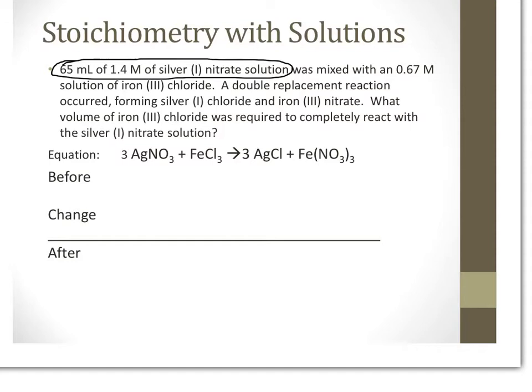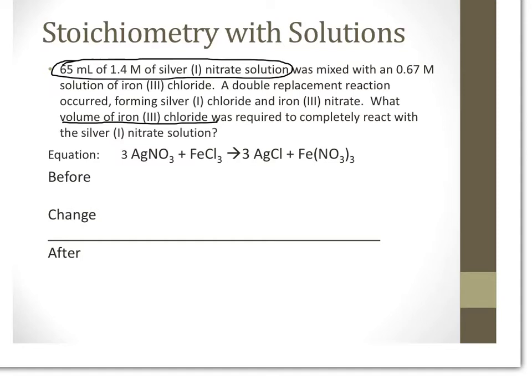A double replacement reaction occurred, forming silver 1 chloride and iron 3 nitrate. What volume of iron 3 chloride was required? So I'm going to underline volume of iron 3 chloride because that's what it's asking me. Was required to completely react with the silver 1 nitrate solution. So we know how much silver nitrate we started with, and we want to know the volume of iron 3 chloride that we end up with.